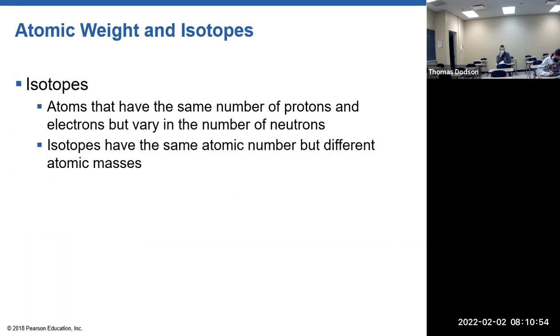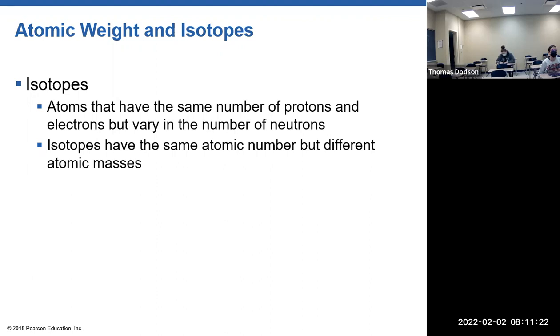So isotopes, real quick, are atoms that have the same number of protons and electrons, but they vary in the number of neutrons. So isotopes have the same atomic number, but you get different atomic masses. And again, we're not going to focus on the atomic mass, but I do want you to understand the reason why I have weights, and that's not the term they want to use here, because weight is a result of mass and gravity interacting.